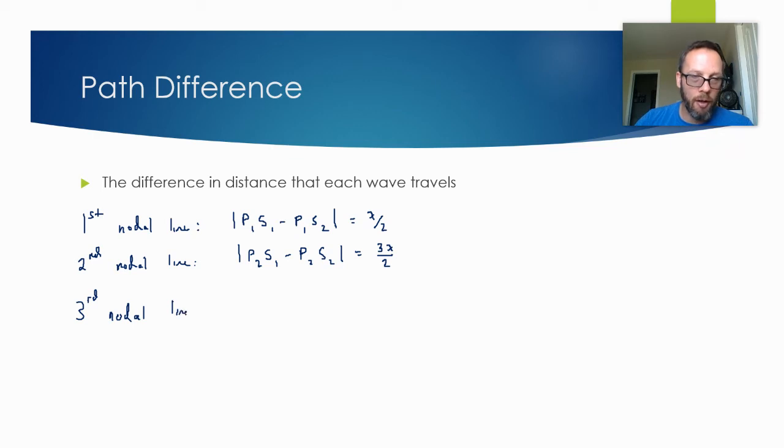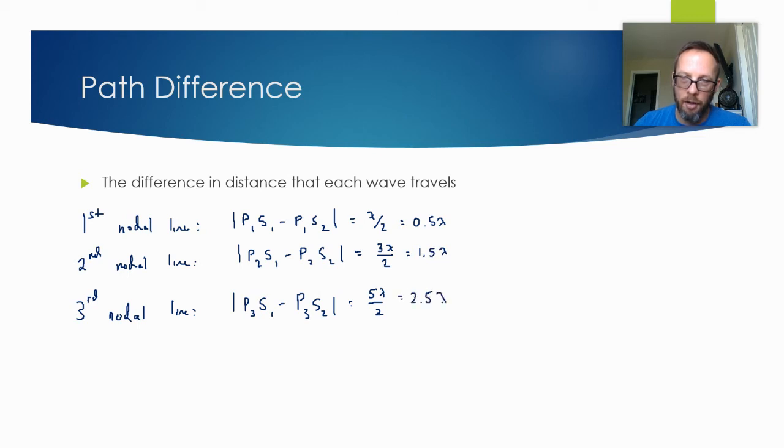The third nodal line, this is the last one we'll get down before making a general statement. If you take a point on the third nodal line and find its path difference between the two sources, it will be 5 lambda over 2. So again, this is like 0.5 lambda, 1.5 lambda, 2.5 lambda. You can see the pattern, but we don't want to write this out a million times.